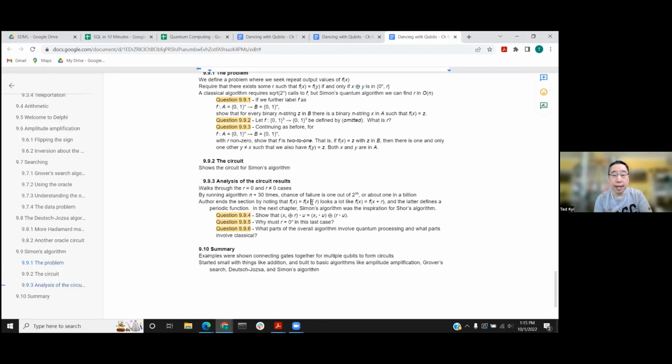that f of x XOR R looks a lot like f of x plus R. And when you say f of x equals f of x plus R, that defines a periodic function because it repeats every R. And so in the next chapter, we're going to see that Simon's algorithm was the inspiration for Shor's algorithm. We're going to see something about periodic functions.